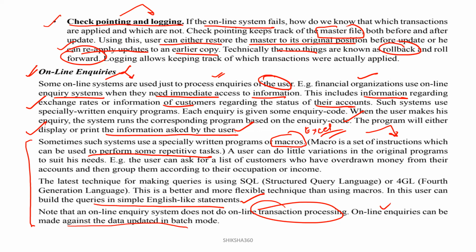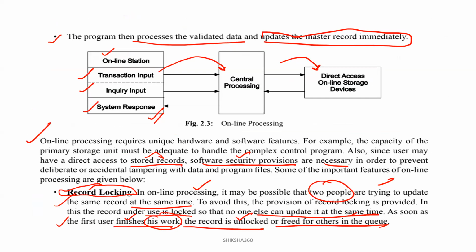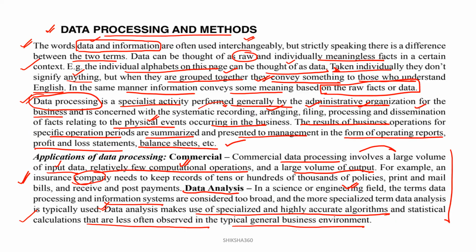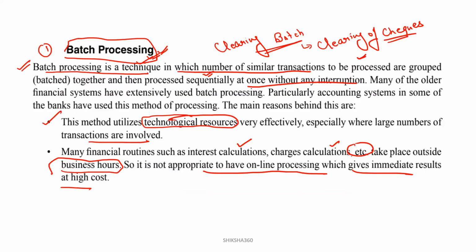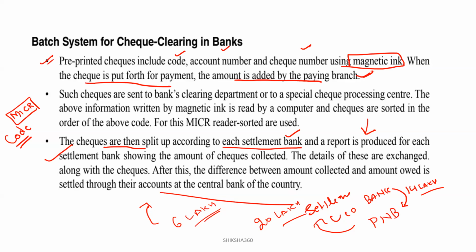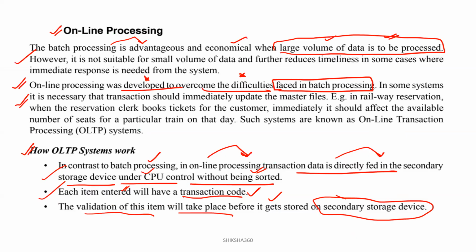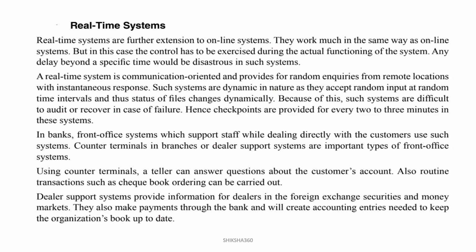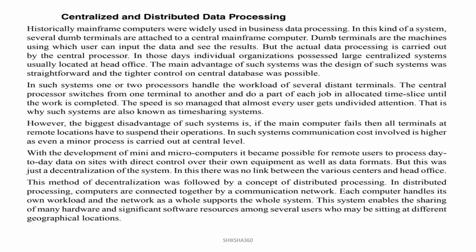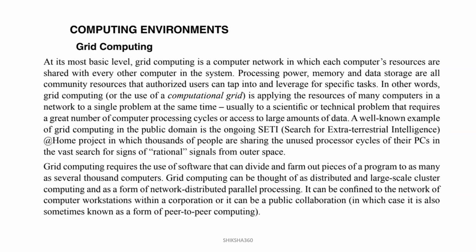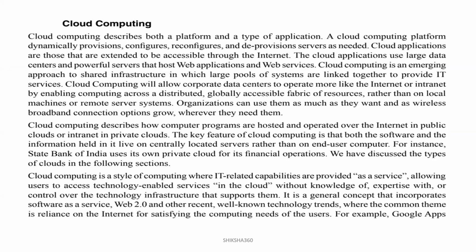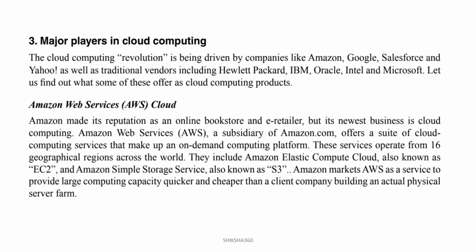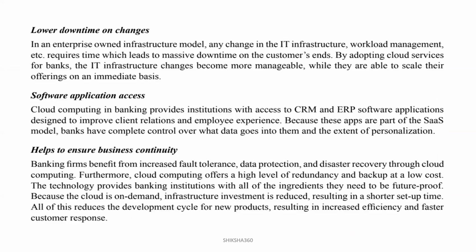Okay. If anyone has any doubt or query about what we have discussed here, please ask. We have discussed data processing methods, batch processing, how batch systems work, batch systems for clearing checks, online processing, and online inquiries. In the next session, we will discuss real-time systems, centralized and distributed data processing, grid computing, cloud computing, and cluster computing. Very, very important from the examination point of view.